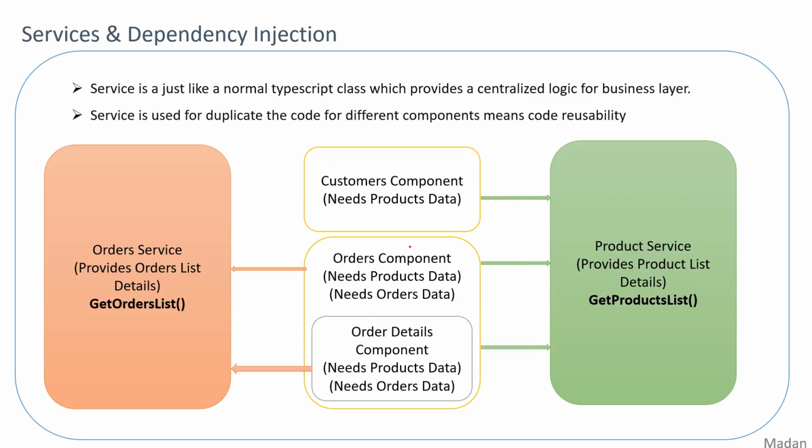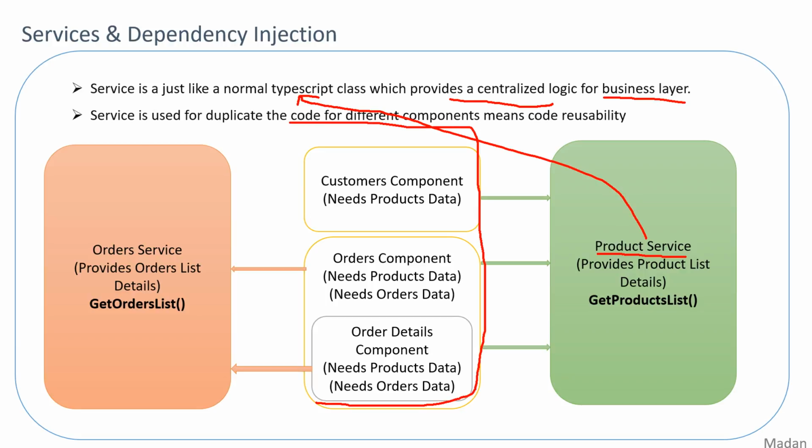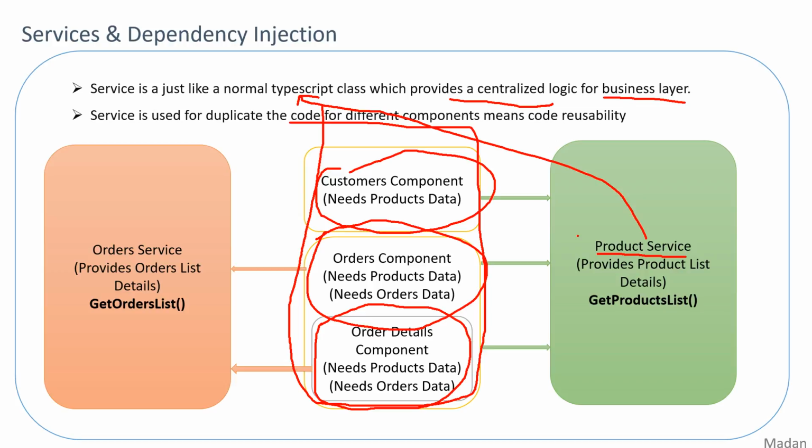I am saying that the product service is a normal TypeScript class which contains the centralized logic for the business layer. Service is nothing but what holds the common logic for components. Here the components can be 1 component, 2 components, 3 components, or n number of components. The service can serve all of them.